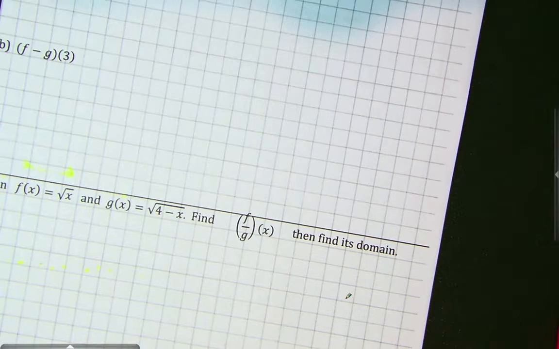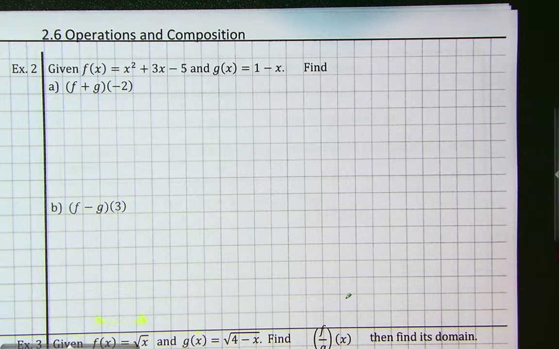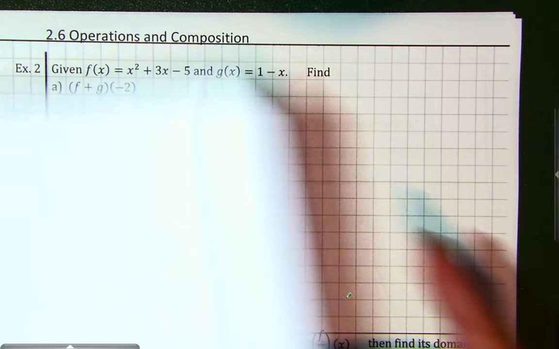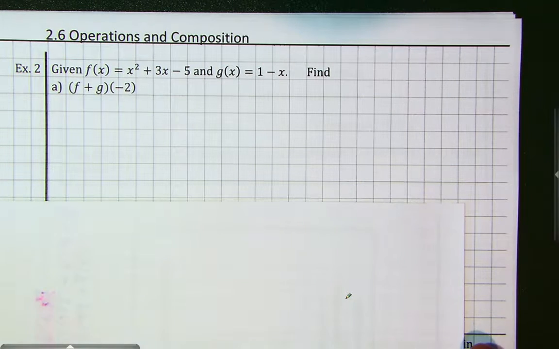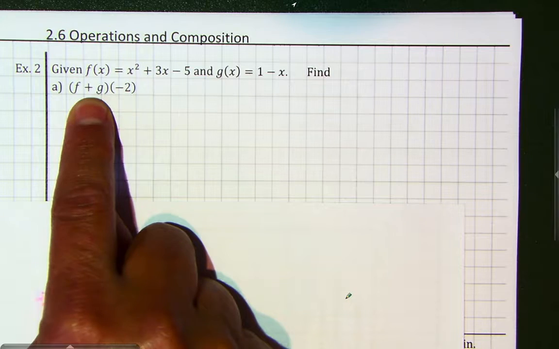Now, for example number 2. Go and copy example number 2. Let's work with letter A first, so you have enough space. Pause it, and we'll continue once you're ready. So example number 2: given f of x and g of x, find f plus g of negative 2.